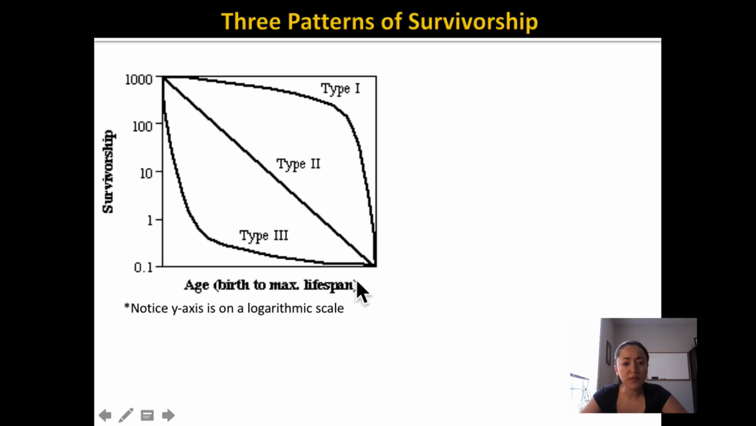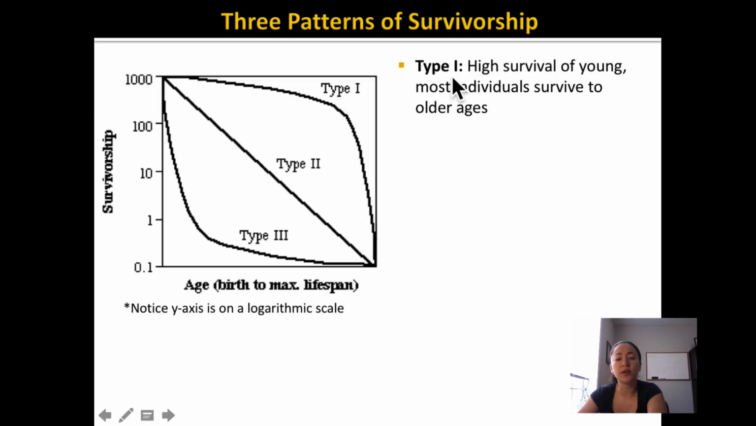Notice that when you're drawing a survivorship curve, age goes on the x-axis, or sometimes this might say time down here. And then on your y-axis, you have survivorship. So this is the number of individuals that survive each age. Notice that with our type 1 survivorship curve, so follow this curve, you see that survivorship is really high when individuals are young. It's not until individuals are old that survivorship starts to decrease. So we call this a type 1 survivorship curve. There's a high survival of young, and most individuals survive to an older age.